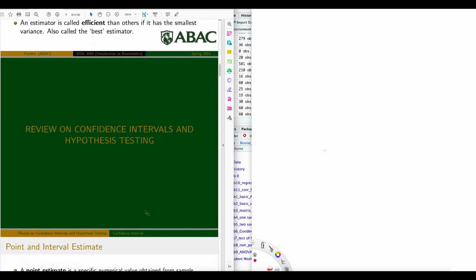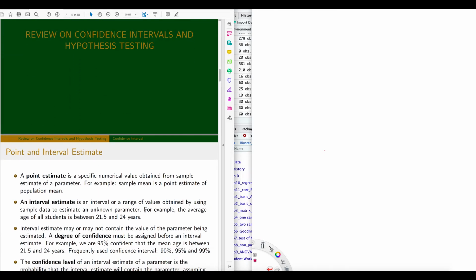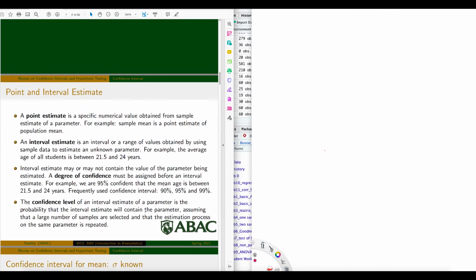Okay, guys. Now, how do we find the confidence interval? First of all, let us talk about the point estimate. A point estimate is a specific numerical value obtained from a sample as an estimate of a parameter. For example, the sample mean is a point estimate for the population mean.